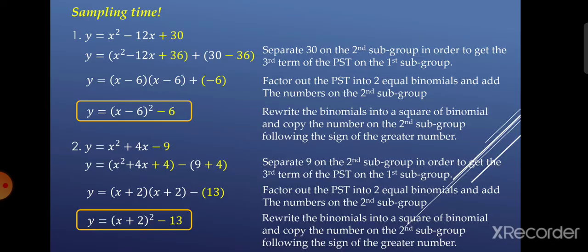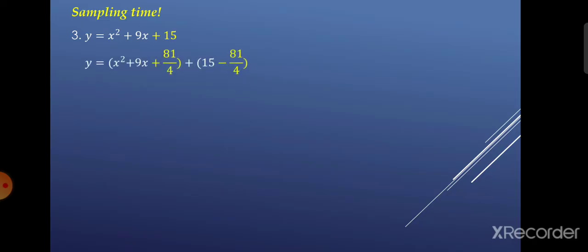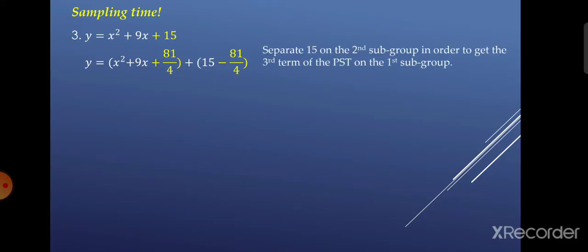How about another example? Challenge examples. The third and fourth examples are examples wherein our middle term is an odd number. In examples 1 and 2, our middle term was even. How about if the middle term is an odd number, like 9x? First step is to separate 15 on the second subgroup, 9 plus open parenthesis 15, in order to get the third term of the perfect square trinomial in the first subgroup.